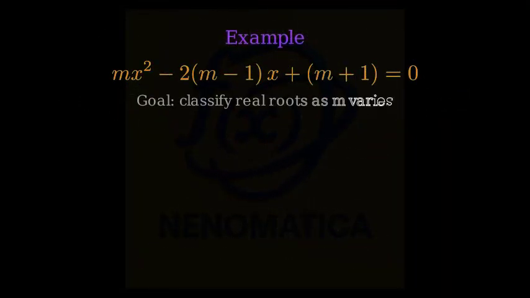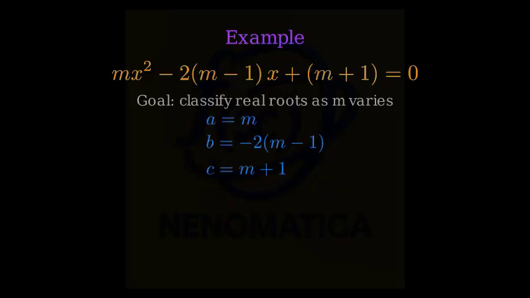Example. We will analyze for which values of m the quadratic equation mx squared minus 2 times the quantity m minus 1 times x plus m plus 1 equals 0 has two real roots, one repeated root, or no real roots. We will use the discriminant shortcut delta prime equals b prime squared minus ac, where b prime equals b over 2. First, identify the coefficients.